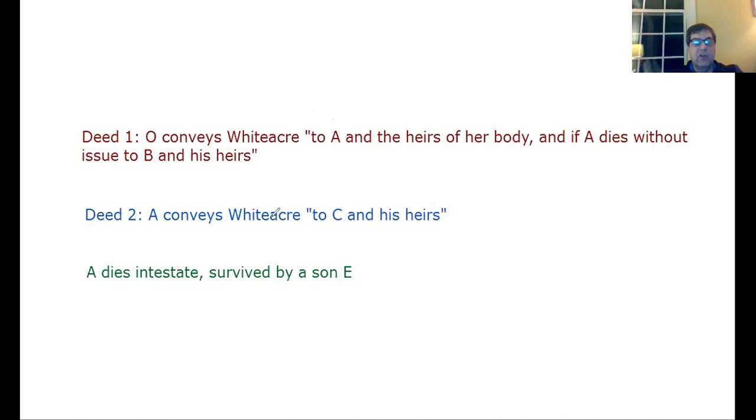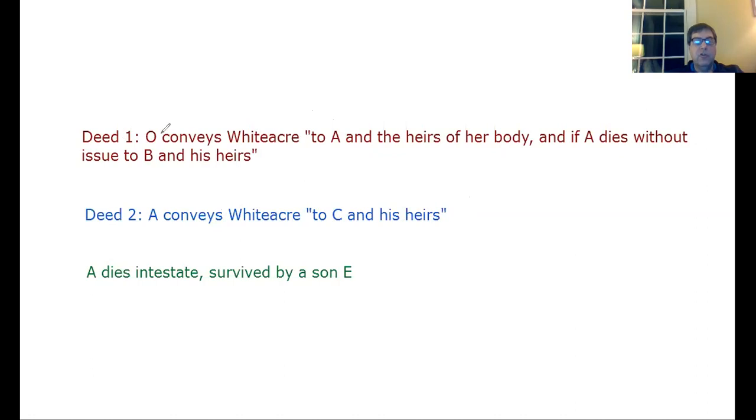Then when A turns around and conveys Whiteacre to C and his heirs, that makes C the owner of a fee simple in the property. And it is irrelevant whether A is survived by E or not. Just doesn't matter in category 1 jurisdictions. And so C owns Whiteacre in fee simple absolute.